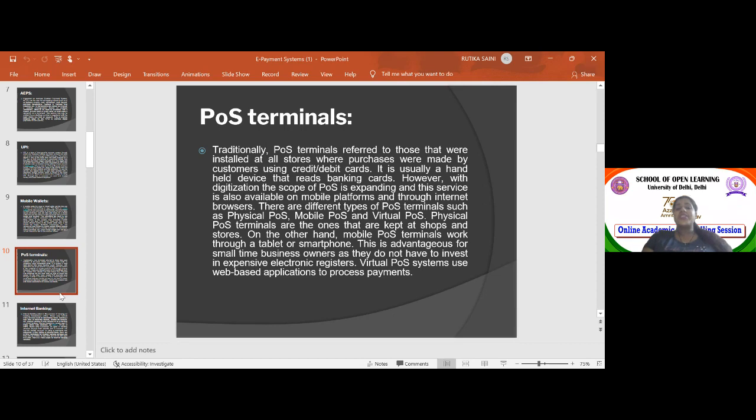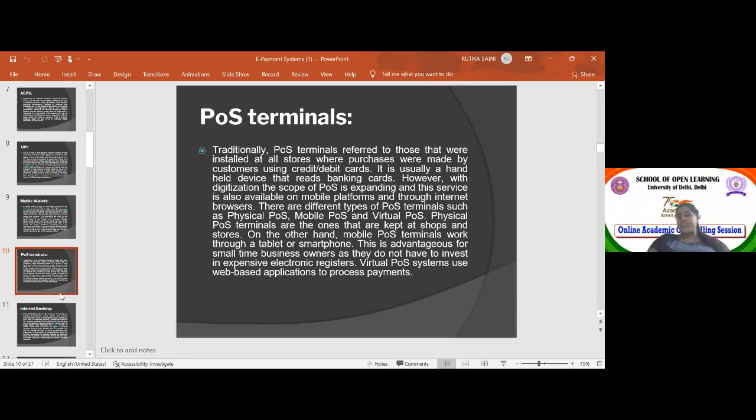However, with the digitization, the scope of POS is expanding and this service is also available on the mobile platforms through the internet browsers. So usually you must have seen the POS terminals whenever you visit any shop or store. They have a handheld device where you can insert the card, the debit or the credit card, or these days you just need to wave out your card, then enter your PIN and make the payment.